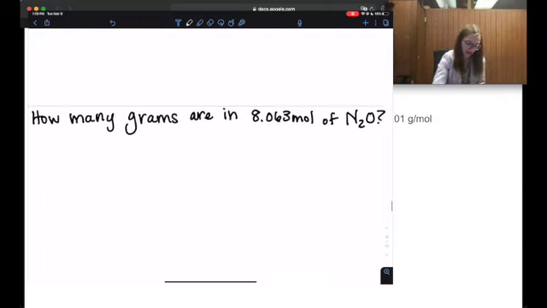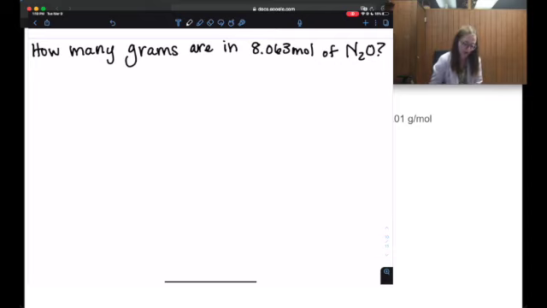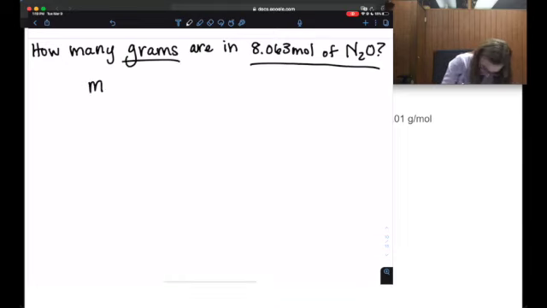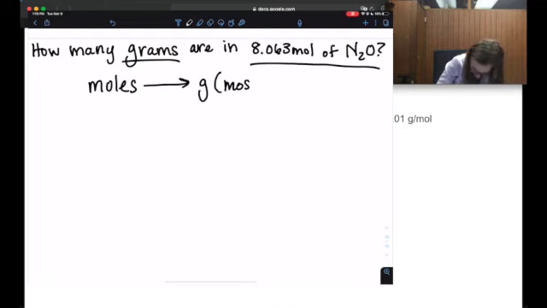So let's go ahead and work on the next problem as well. The next problem says, how many grams are in 8.063 moles of N2O, okay? So we want to know how many grams are in 8.063 moles of N2O. So I'm given moles, and it wants to know how many grams. So I'm trying to go from moles to grams, and again, mass is what grams represents, of course.